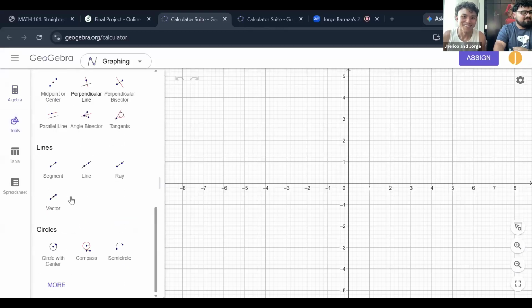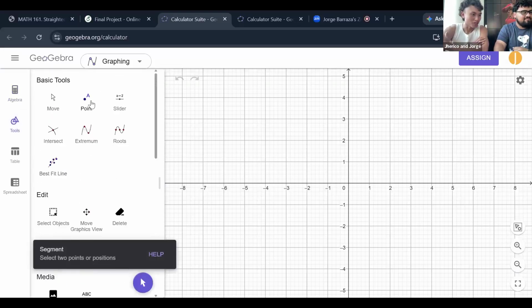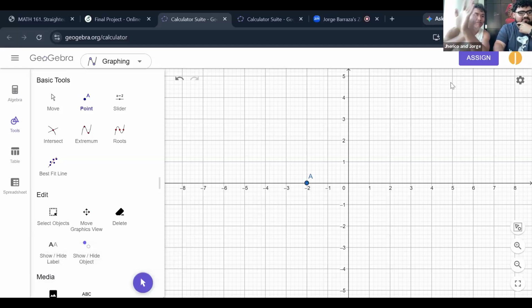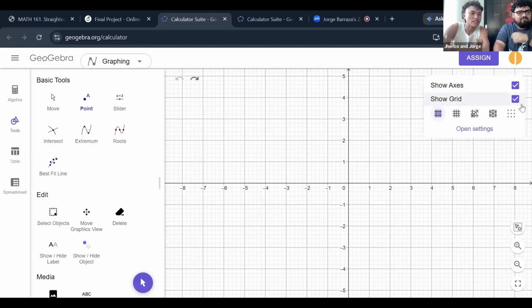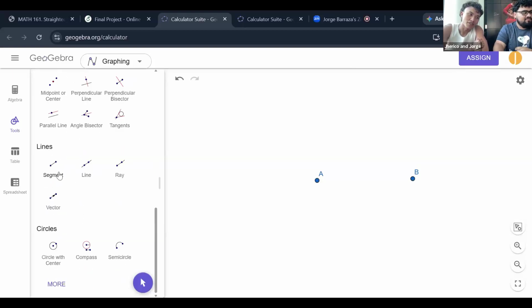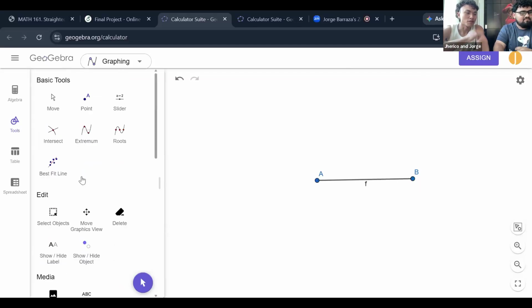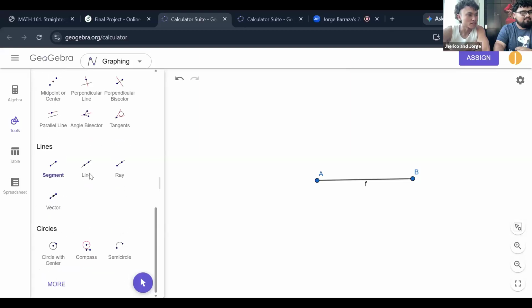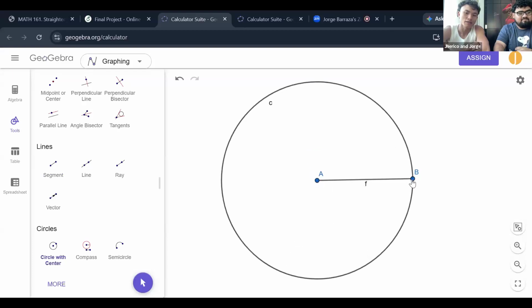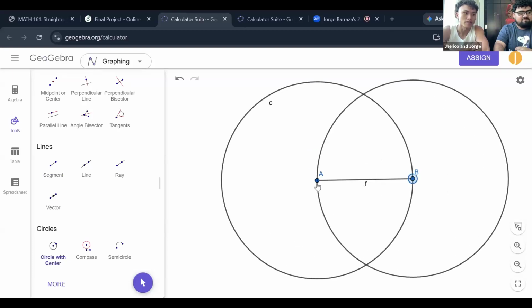Okay. So right now, George is going to take 2 points on our plane. Let's go ahead and take out the grids. So we're going to take 2 points, A and B, and he's going to use a straight edge to construct the segment AB. And then we're going to take a compass and take a center point A and extend that to B and do the same thing.